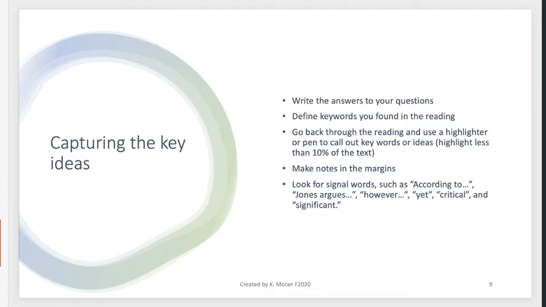Then, once you've gone through the textbook the first time, go through it a second time with your highlighter or a colored pen and highlight or underline key words or ideas. If you are using this method, though, make sure that you are highlighting or underlining less than 10% of your textbook. If you do any more than this, you run into the risk of not knowing what the most important things are in the textbook.